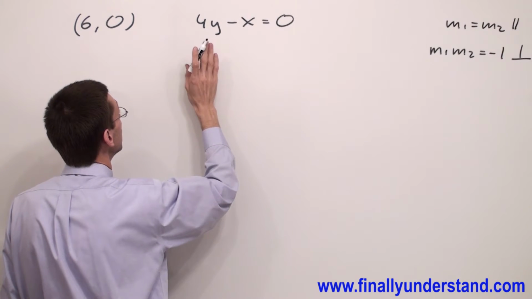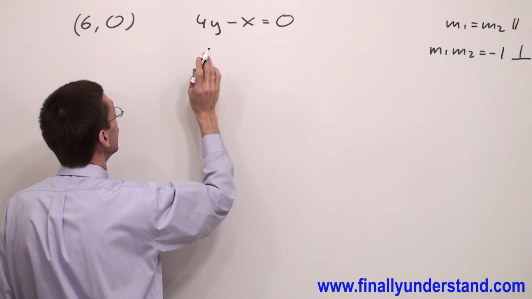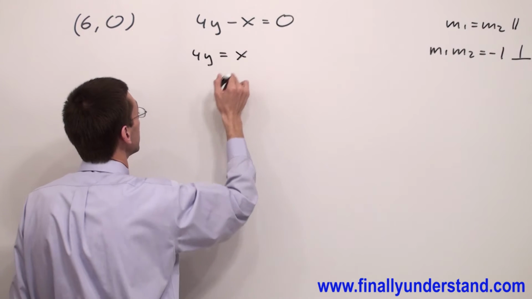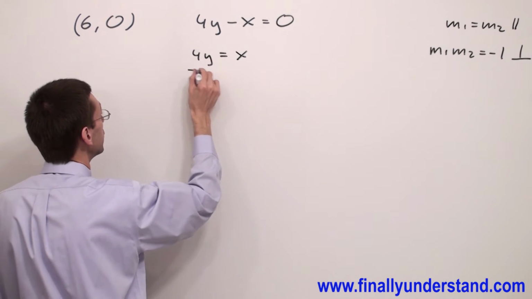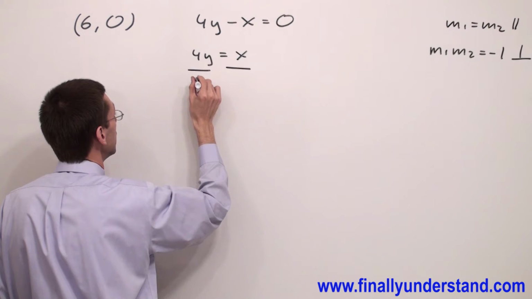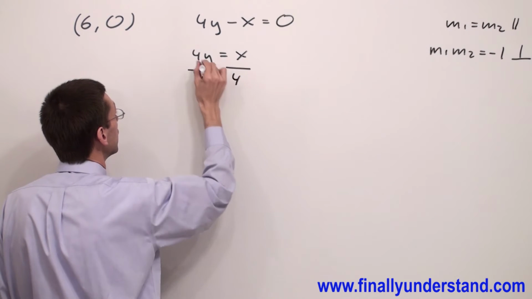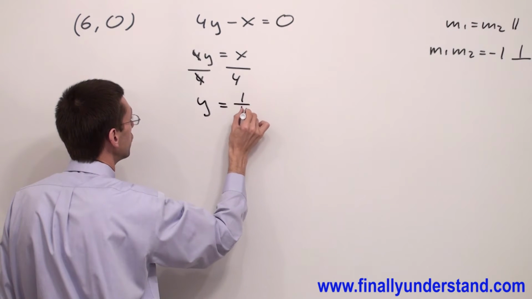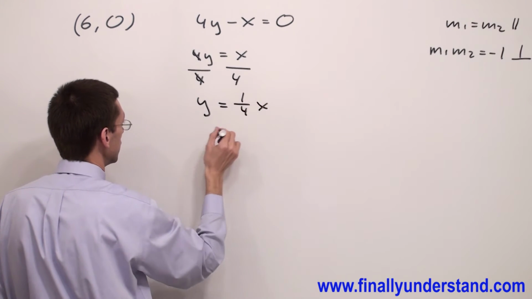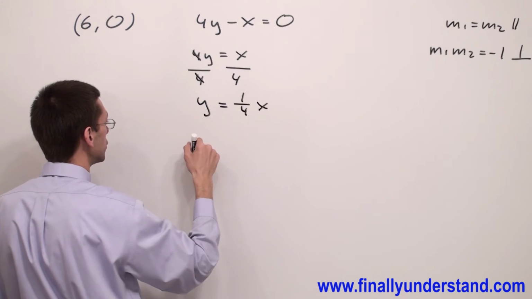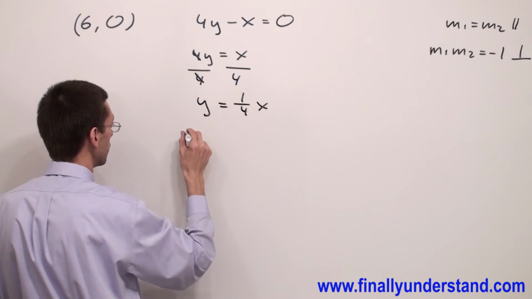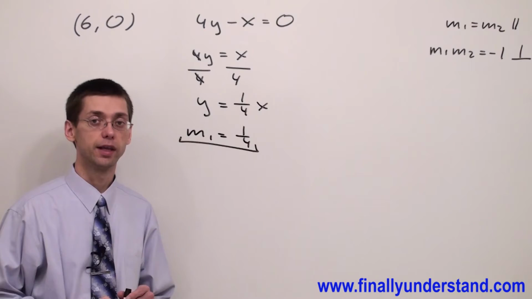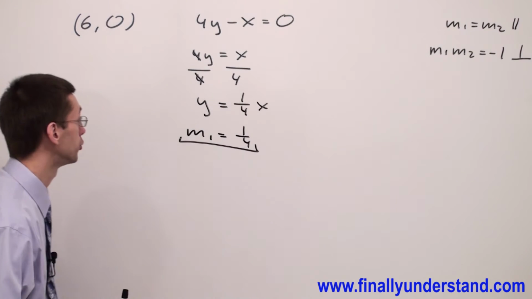So I have to solve this equation for y. I have 4y equals x. In order to find y, I have to divide both sides of the equation by 4. 4 and 4 will cancel out. I have y equals 1/4 x. The coefficient of x is my slope. So m1 equals 1/4. Next, we're supposed to find m2.